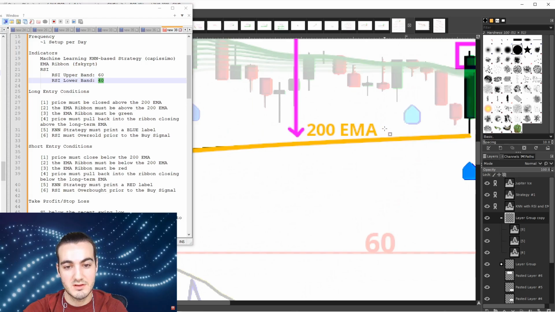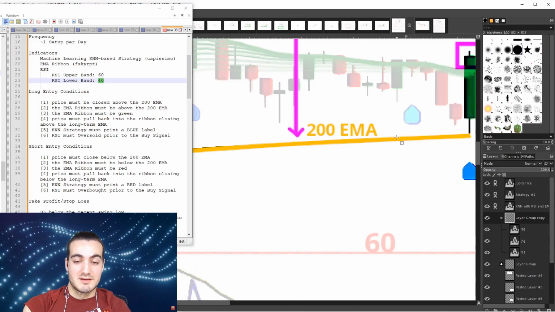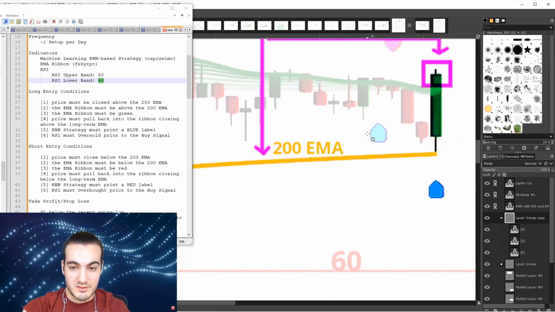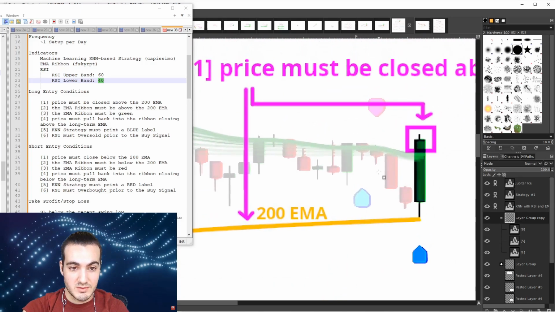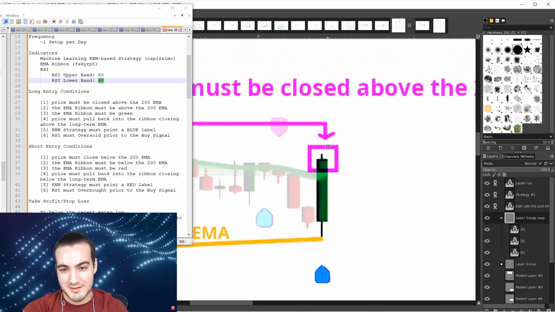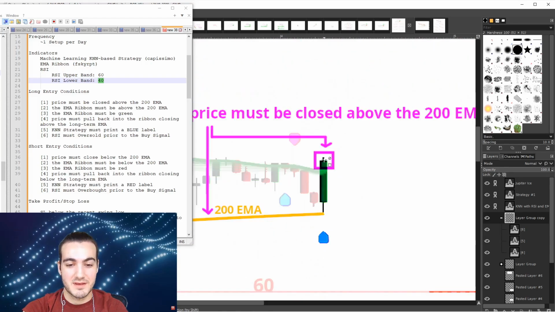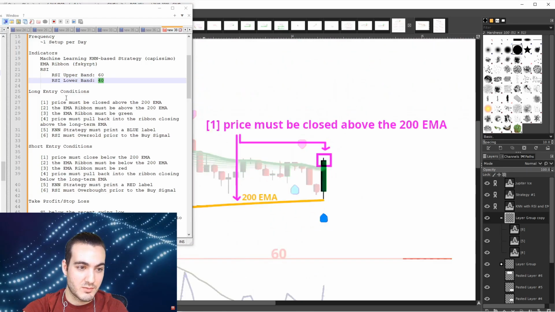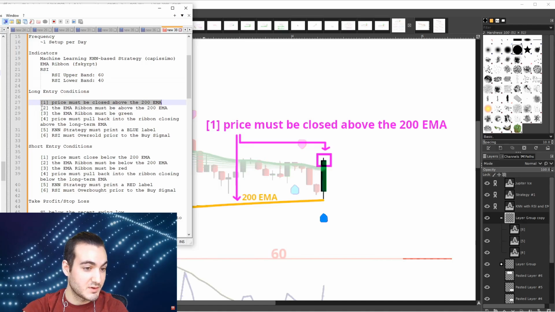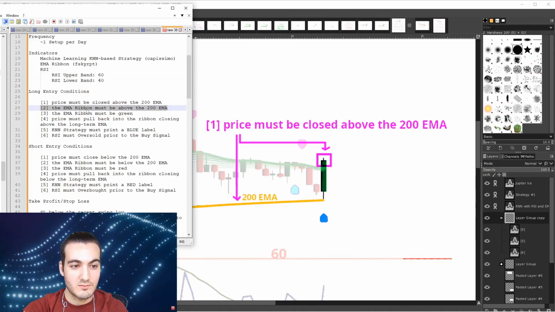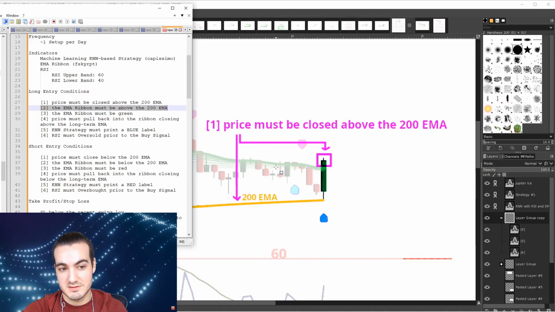So we have this big, long, exponential moving average, 200 period. That means it stretches back 200 bars, in case you didn't know. So price closes above that. So that's step number 1. Step number 2. The EMA ribbon must be above the 200 EMA.